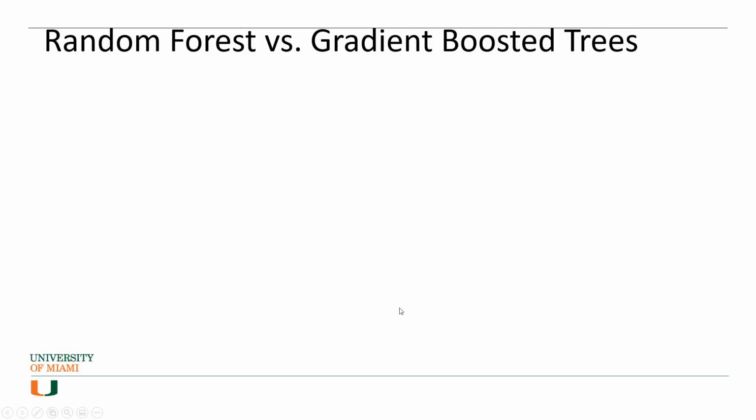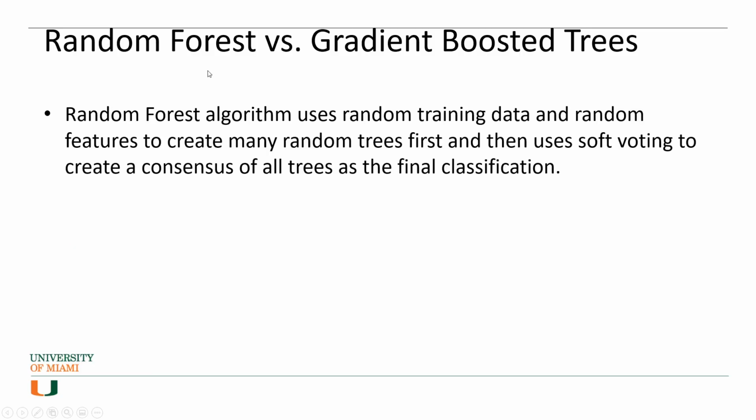Videos, let's quickly refresh our mind about random forests and discuss the differences between random forest and a gradient boosted tree. If you remember, in the previous videos, we talked about random forests and the fact that they use randomization at two levels. The very first one is on training data, and the second one is by choosing random features. They are going to create multiple trees and then use soft voting to create a consensus of all the trees as the final classification.